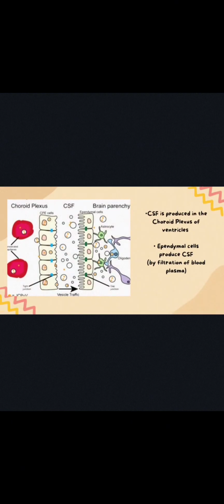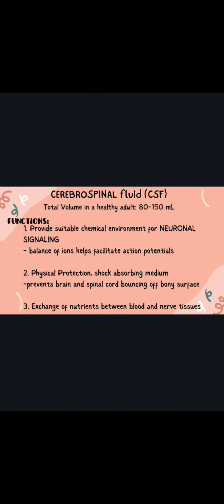The cerebrospinal fluid is produced in the choroid plexuses of the ventricles, which are capillary networks in the walls of these ventricles. It's the ependymal cells of these capillaries which form the cerebrospinal fluid by filtration of blood plasma. The total volume in a healthy adult is 80 to 150 milliliters.